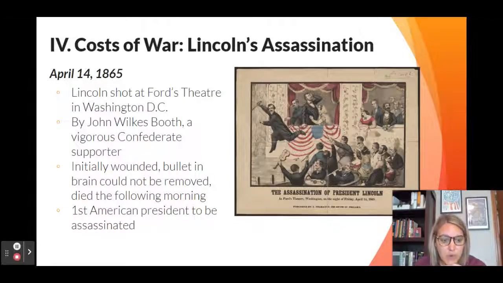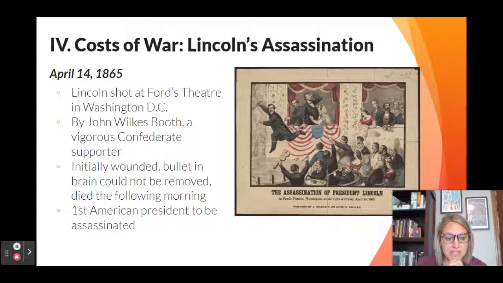Additionally, the cost of the war will be Lincoln's assassination. So on April 14th, just 5 days after the surrender at Appomattox, Lincoln is shot in Ford's Theater by John Wilkes Booth, who was a vigorous Confederate supporter. He will be found, I believe it's about 2 weeks later, and he will be killed. Lincoln did not die immediately, but he did die the next morning, and he's the first American president to be assassinated. So I consider this to be one of the costs of the war as well.